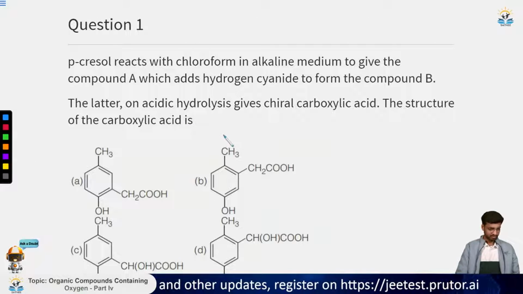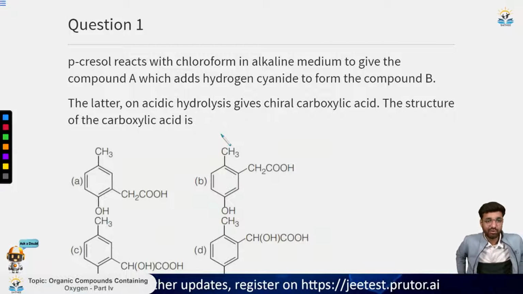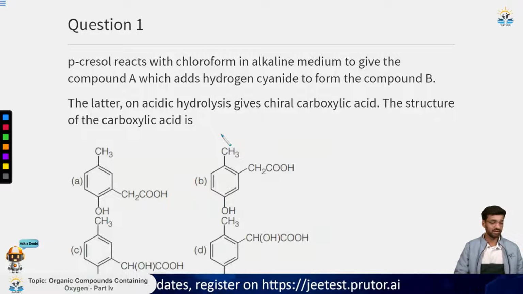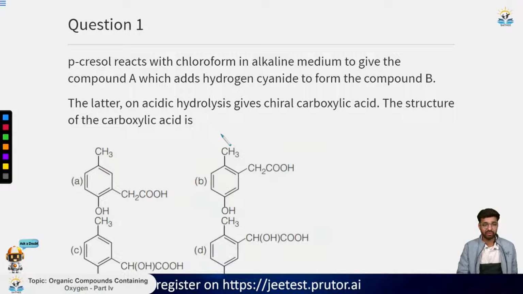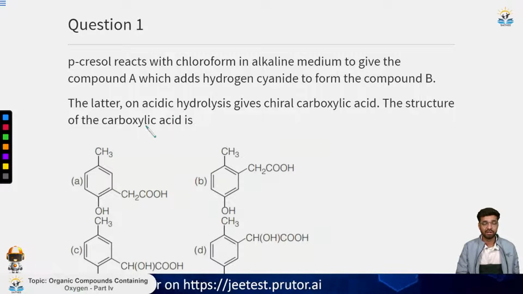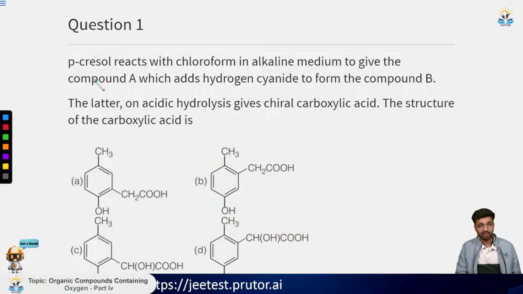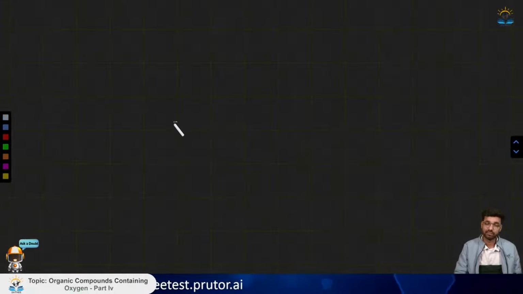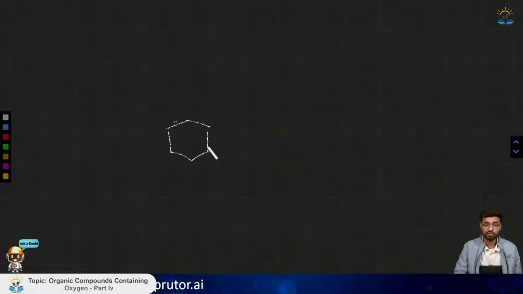Now let us see some questions to make our idea clearer. I put some hybrid questions here, covering whatever we have learnt about carbonyls till date. What we are doing is taking p-cresol. For those who don't know, this is called p-cresol.